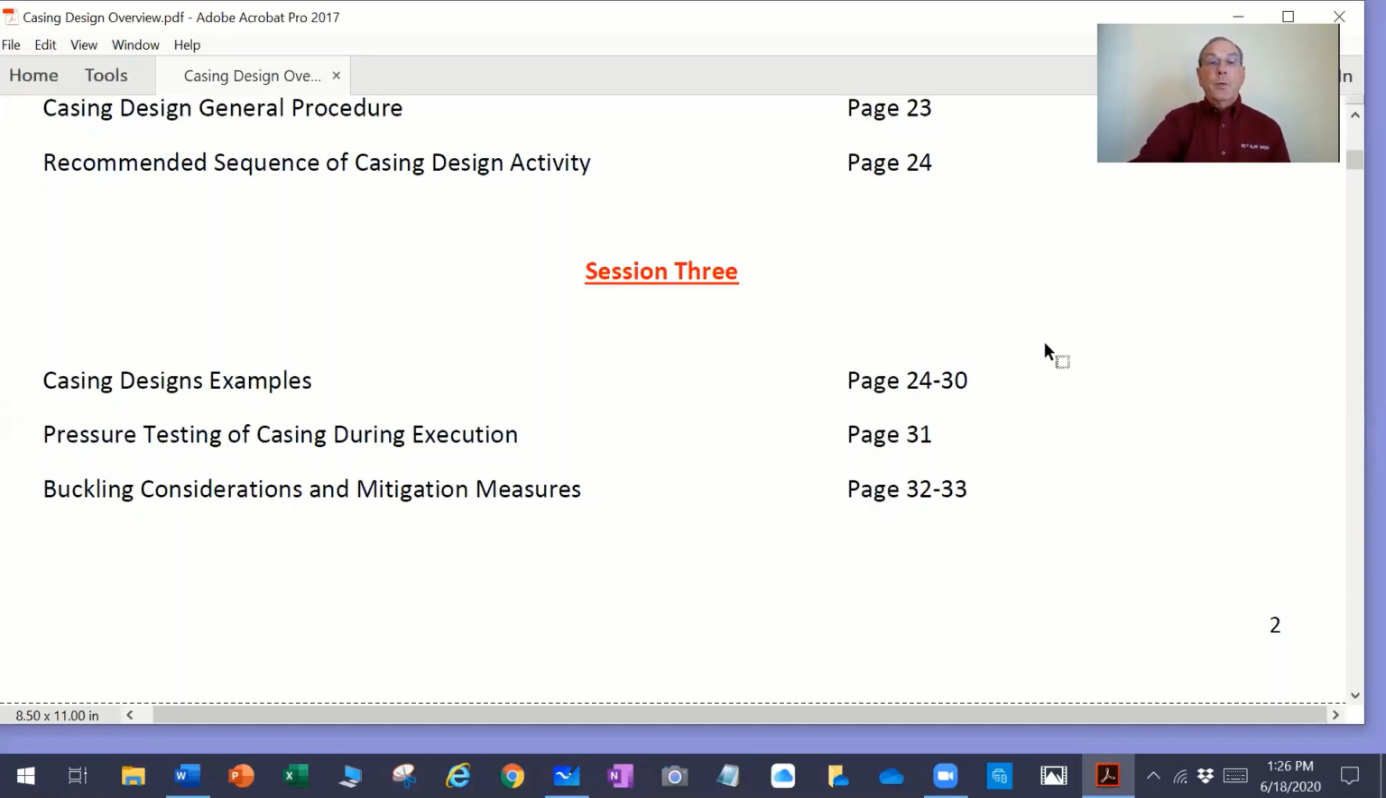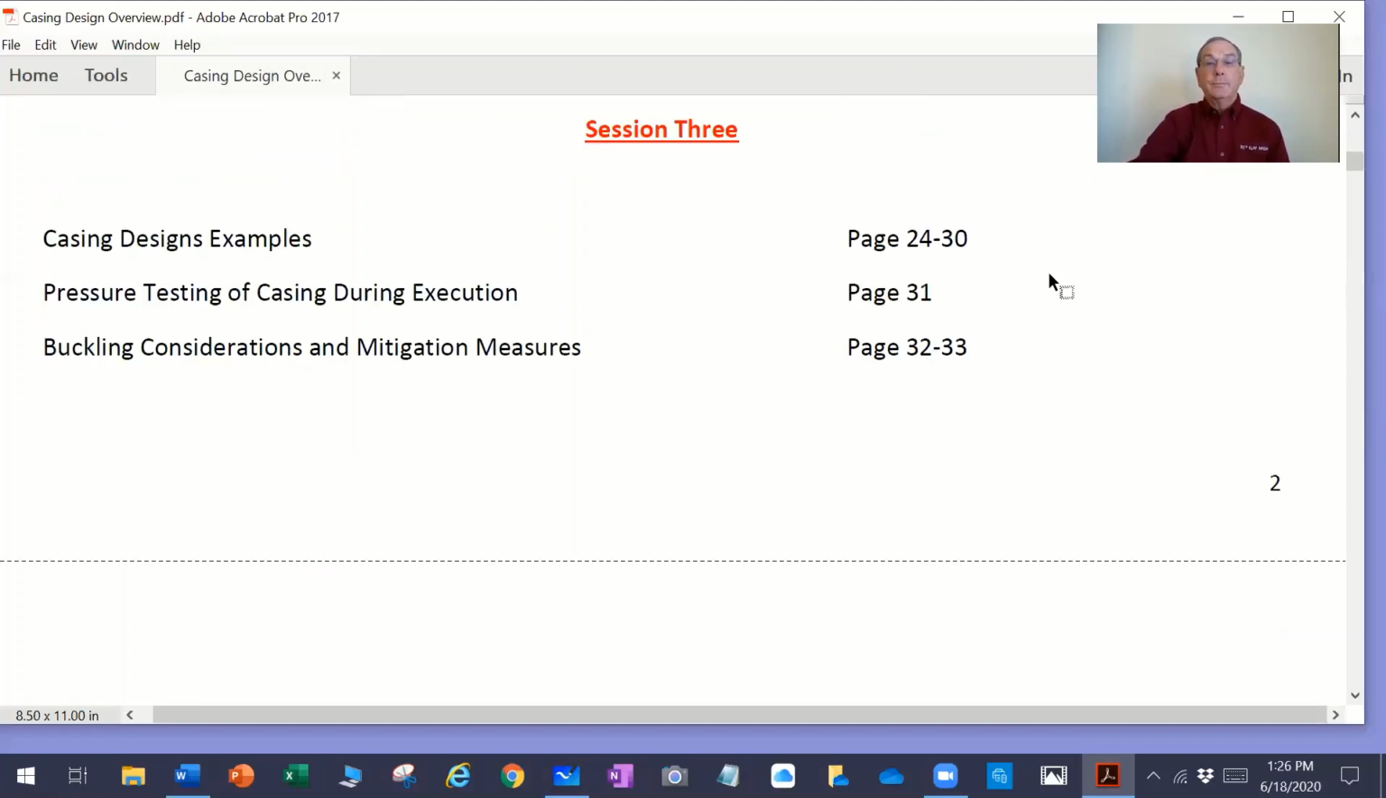I will also go over an exercise about pressure testing of casing during the execution of drilling a well. And then I will end with an explanation about buckling considerations and mitigations to mitigate buckling on the wells that we drill.